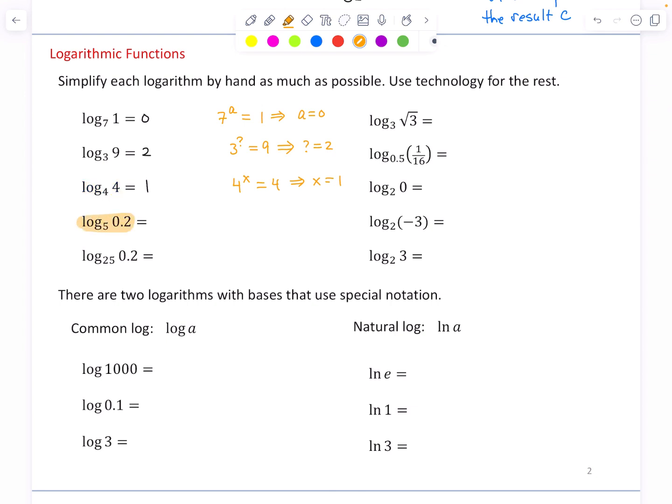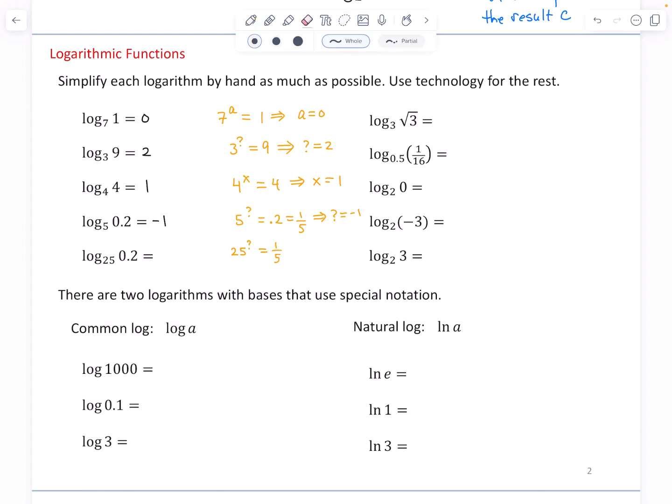All right, this next one, log base 5 of 0.2 represents the exponent needed on 5 to get 0.2. So 5 raised to what power will equal 0.2? Well, it would be helpful to rewrite 0.2 as 1/5, and then we can identify that that power needs to be a negative 1. Because 5 raised to the negative 1 means 1 over 5 to the positive 1, which is just 1/5. On this next logarithm, we're doing 25 raised to what power will equal 1/5.